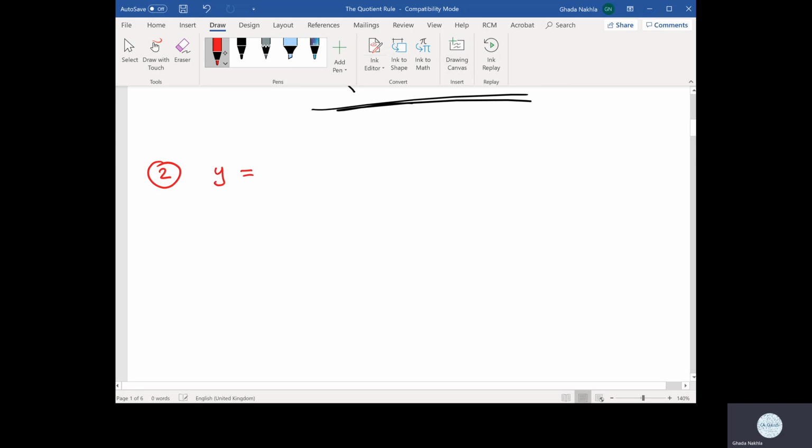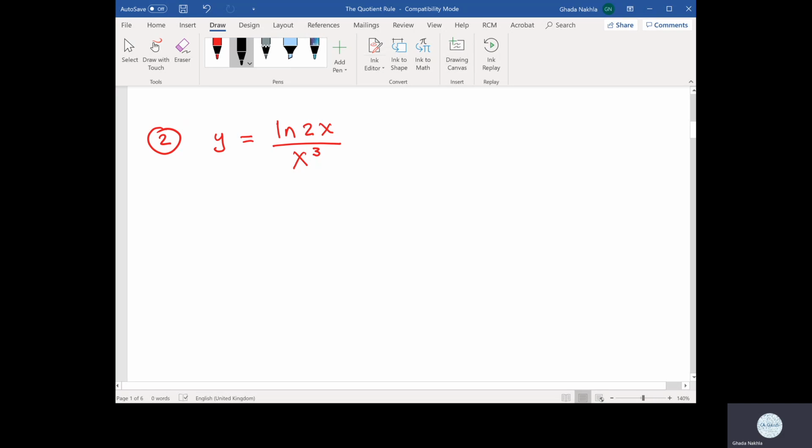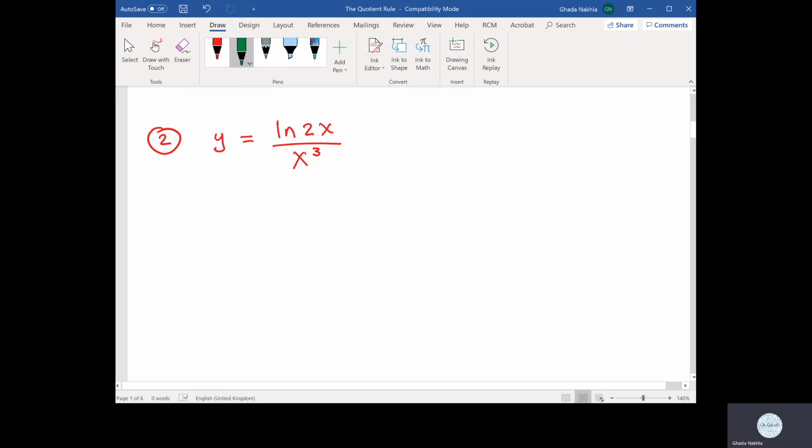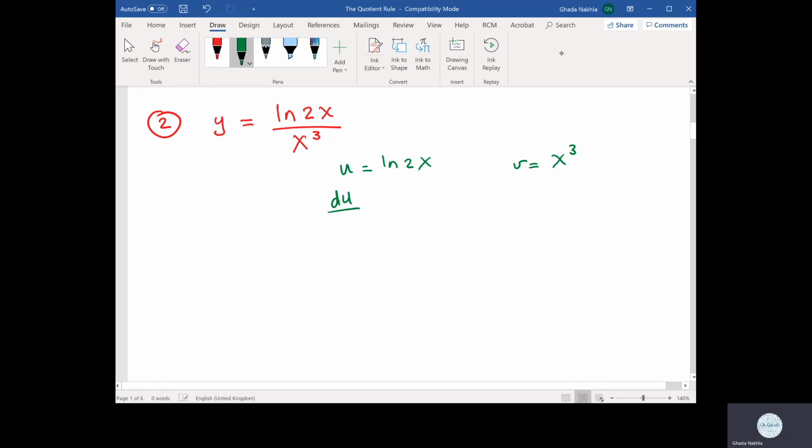The next question is y equals ln 2x divided by x cubed. The first step, as ever, is to identify u and v. U is the numerator, so it must be ln 2x. V is the denominator, x cubed. And that's always the first step. The second step is to differentiate both, so du by dx and dv by dx.